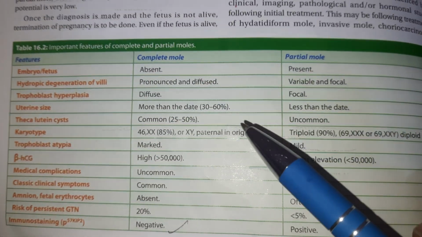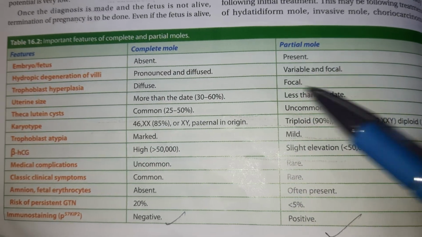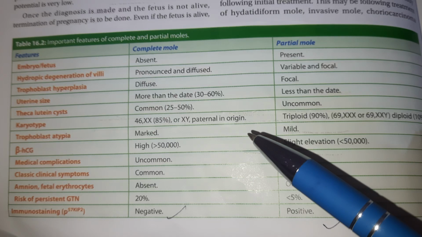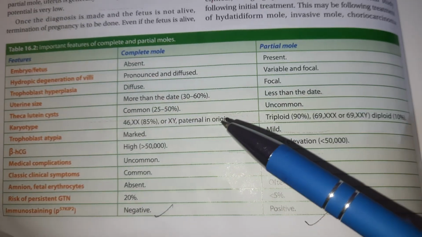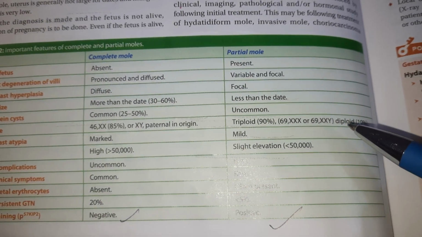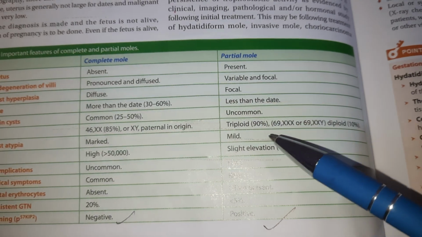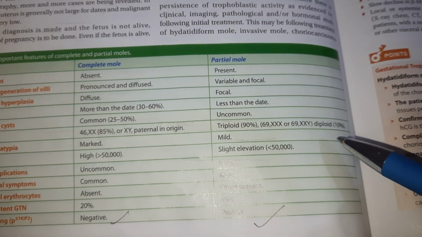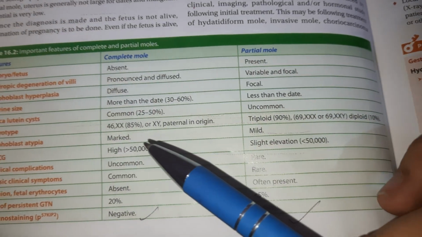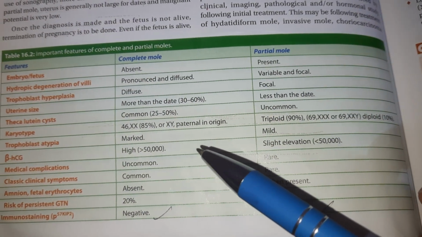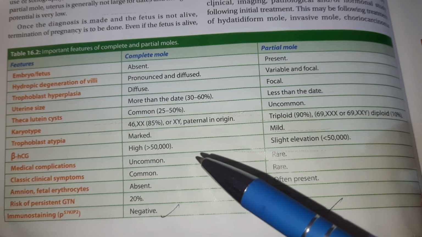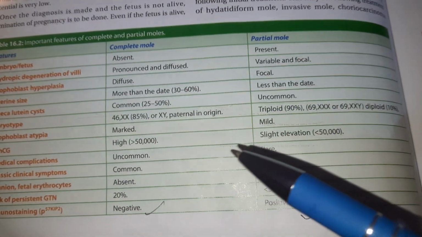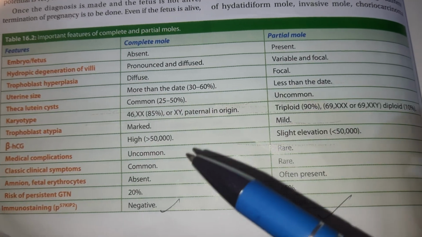Theca lutein cysts are common in complete mole; they are uncommon in partial mole. The karyotype is 46XX in 85% of cases, and it is entirely paternal in origin. In partial mole, triploidy is there, 69XXX or XXY, and diploidy in 10% of cases. There is marked atypia of trophoblast in complete mole. Beta HCG is high, more than 50,000, in complete mole; it is less than 50,000 in partial mole. Medical complications are common in complete mole, but rare in partial mole.